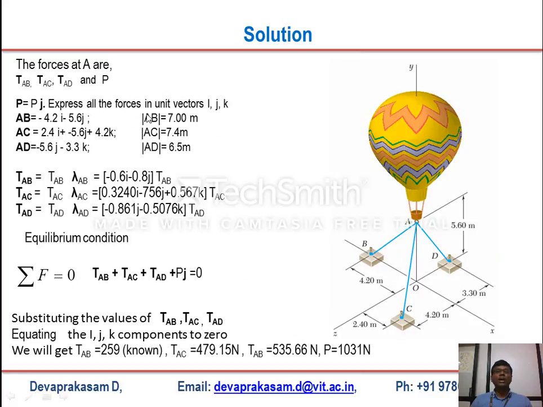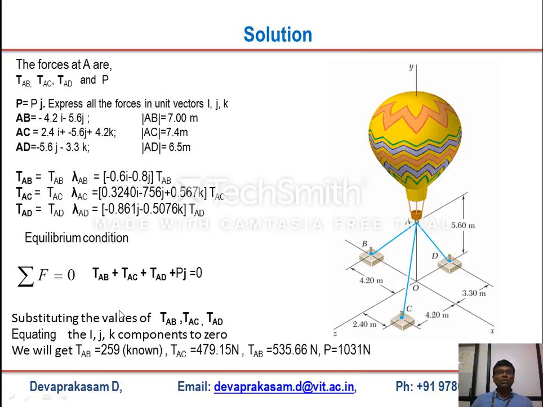Once you find that, you find out the magnitude of that. The vector divided by the magnitude will give you the unit vector. So the vector TAB is equal to the magnitude of TAB into the unit vector. You will get the three equations, TAB, TAC, TAD. We know from the equilibrium condition that the sum of the total force is equal to 0. Also you have to understand that in the x, y, z direction, that is i, j, k direction, individually the sum of the forces is equal to 0.